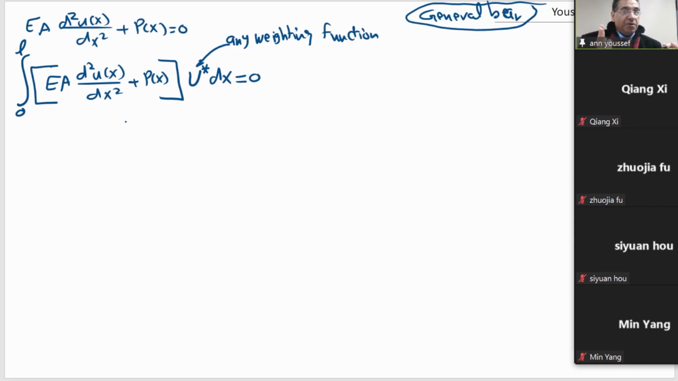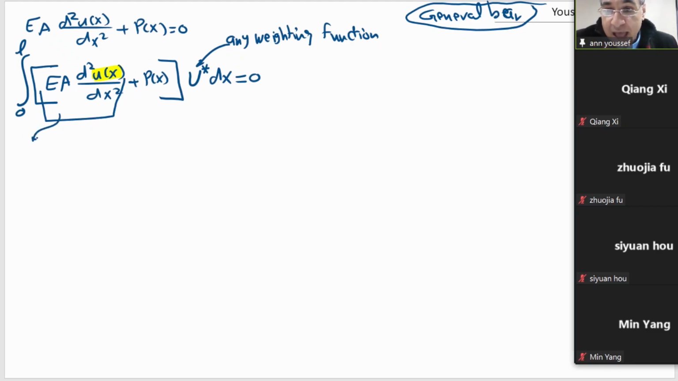And now I'm going to use integration by parts to swap this differential operator from applying on u. This differential operator is applied on u, and I want to move it to be applied on u asterisk. This is a trick. So I'm going to choose this term only, because I don't want to get bothered with this term. I will add it at the end.